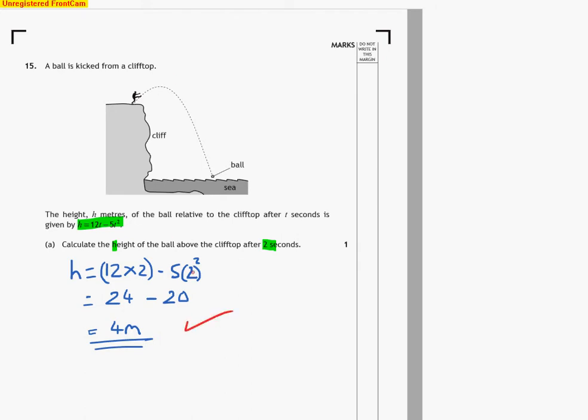The only tricky bit, I think, is that I can see some people doing 5 times 2 and then squaring it. Again, you could look at your answer and think whether it's sensible. If you ended up with 1,000 meters or minus 200 meters, you've probably made a mistake, haven't you? So again, in the context of the question, does this make sense? It does make sense.